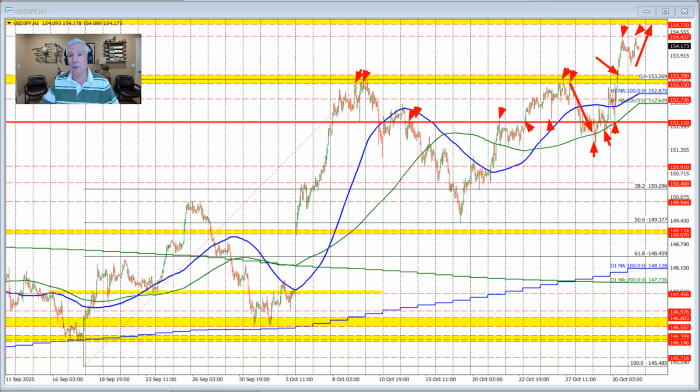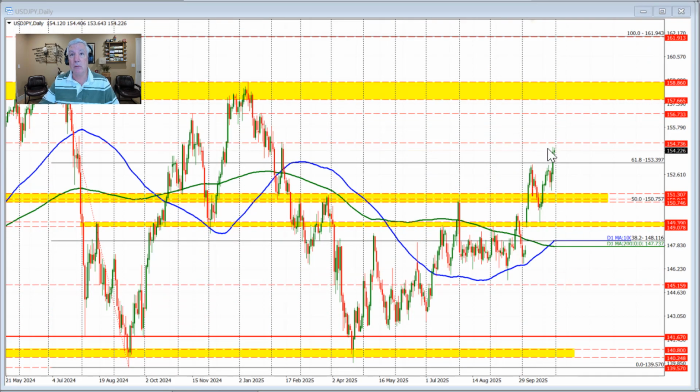If we take a look at the daily chart in this currency pair to see where we're at in regard to this price action, these highs back here at the 154.74 area is the next key target on the topside that we need to get to and through. If we get above that level, it really opens the door for further upside in the dollar versus yen.